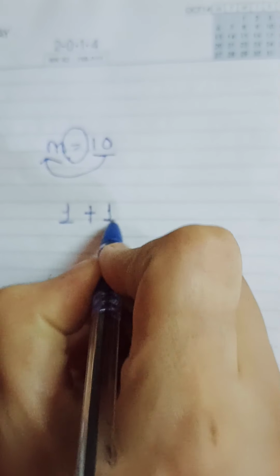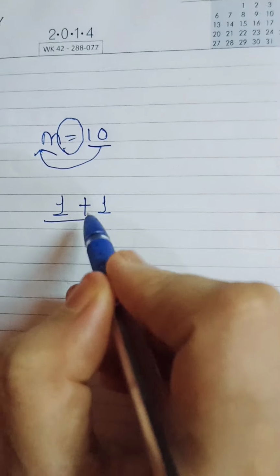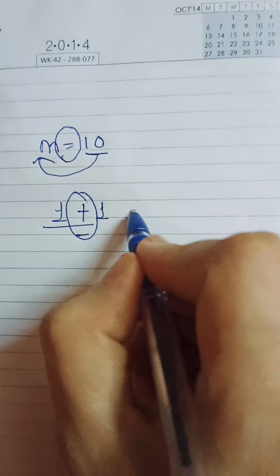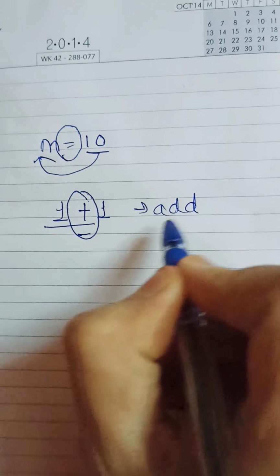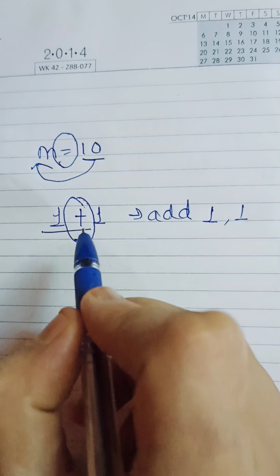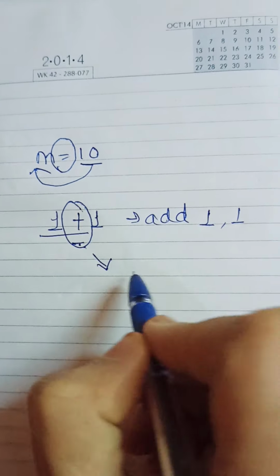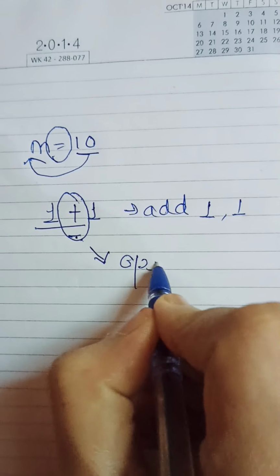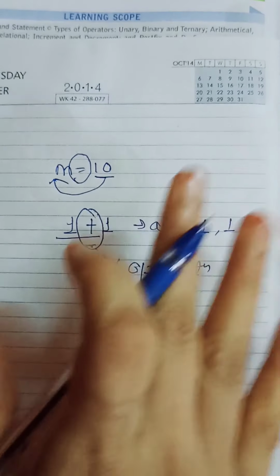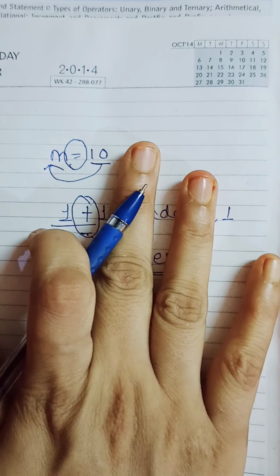If I am going to write here 1 plus 1, so here my operator is what? Plus. This plus will what do? It will simply add 1 and 1. So this operator is doing what? It is doing operation. Yes, it is doing an operation. Okay. So now we are clear about the operator.